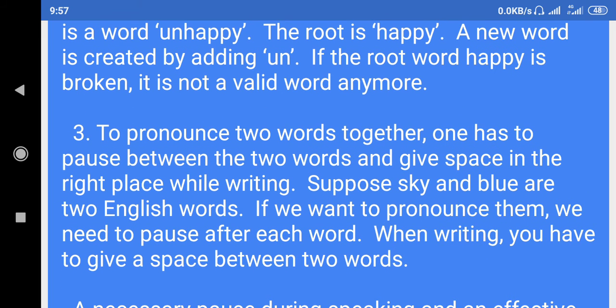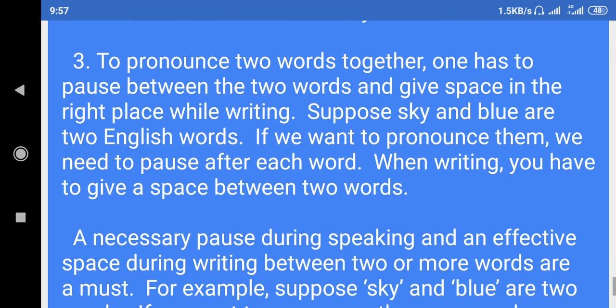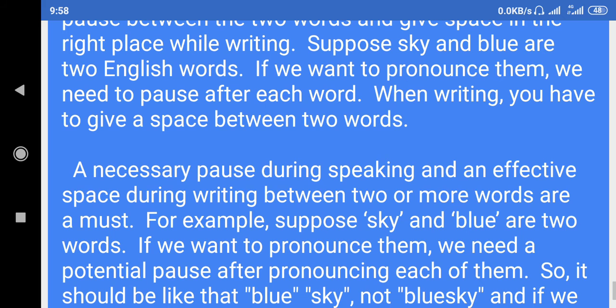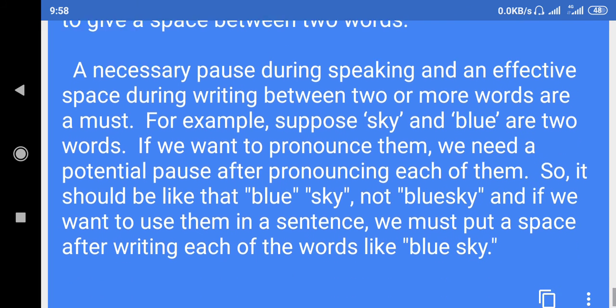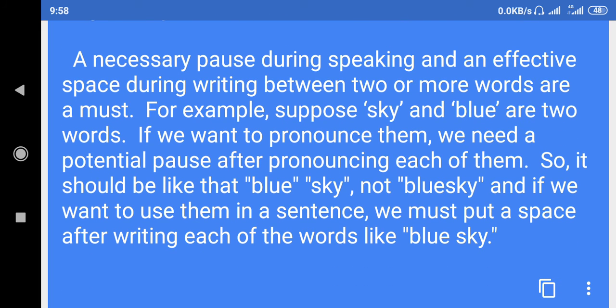3. To pronounce two words together, one has to pause between the two words and give space in the right place while writing. Suppose sky and blue are two English words. If we want to pronounce them, we need to pause after each word. When writing, you have to give a space between two words. A necessary pause during speaking and an effective space during writing between two or more words are a must.